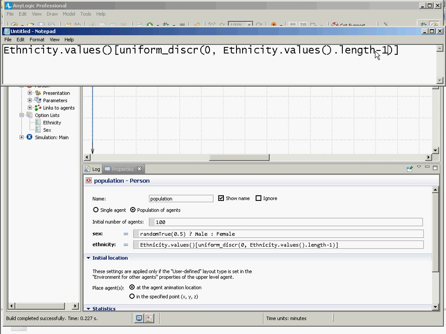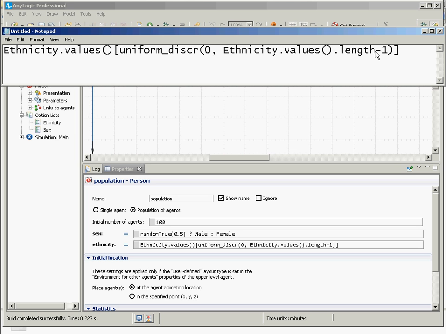And we're going to pick a random number between 0 and... there's 5 of them, so 0, 1, 2, 3, 4. Pick a random number between 0 and 4 and pick the appropriate one. So this figures out how many values there are. The length, which is the number of values, minus 1. So if there's 5 of them, we take 4. It'd be between 0 and 4.